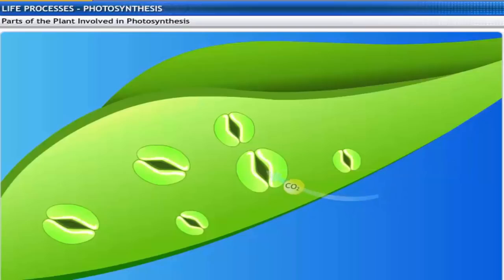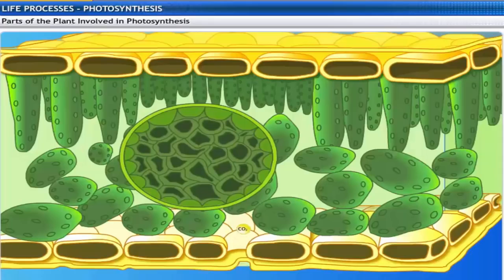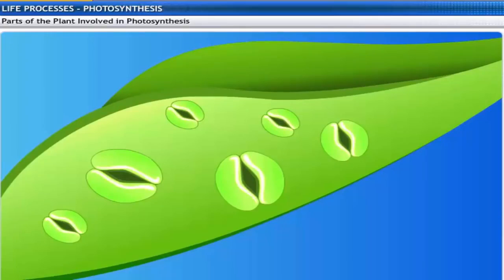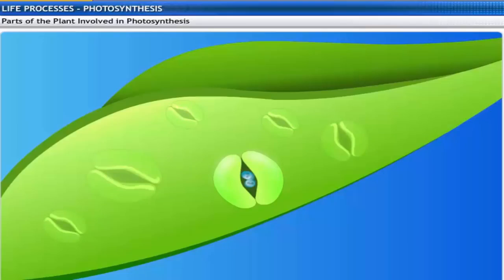The carbon dioxide then diffuses into cell organelles called chloroplasts, which carry out photosynthesis. Let's take a closer look at these stomata. If the stomata are open all the time, the plant may lose large amounts of water through them. To prevent this, the stomata are opened only when the plant needs carbon dioxide for photosynthesis.